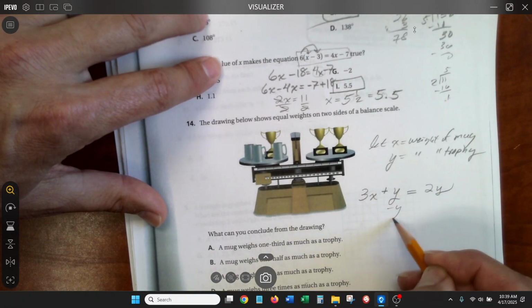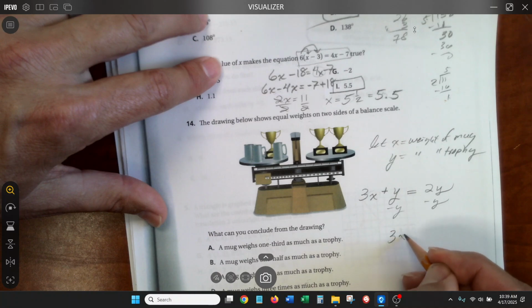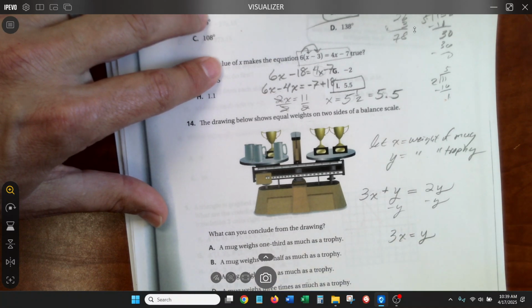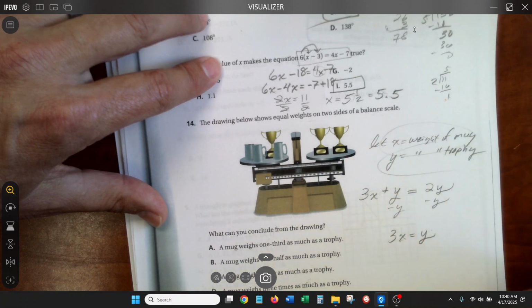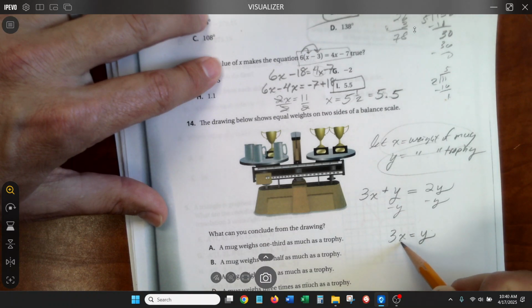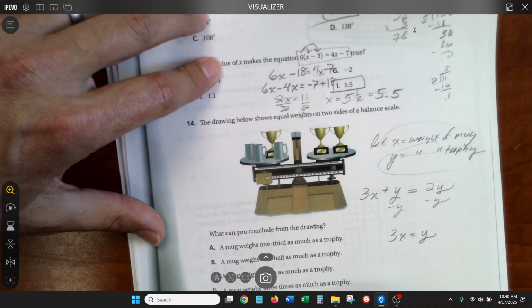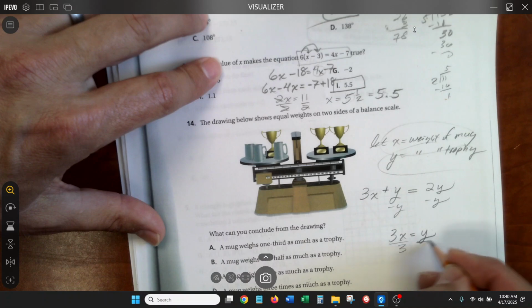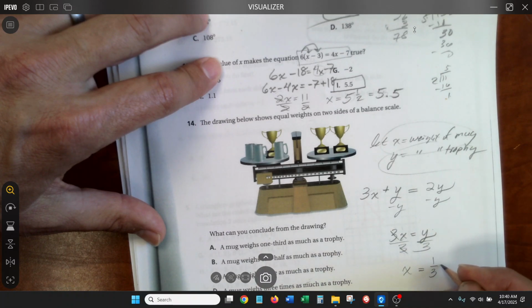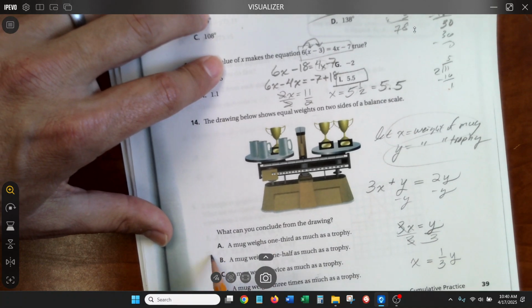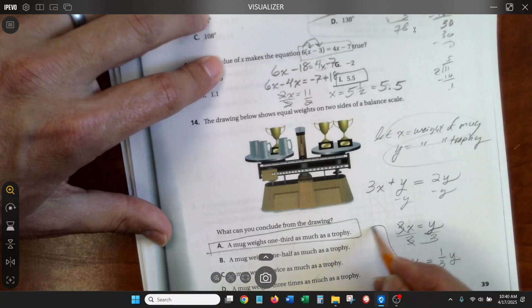So if we subtract y from both sides, we get 3x is equal to y. And remember, y is the weight of a trophy, x is the weight of a mug. So the trophies weigh 3 times the weight of the mugs. But that option isn't available. If we divide both sides by 3, we see that the weight of a mug is the weight of a trophy divided by 3, which is to say 1/3 of the weight of a trophy. That answer is here. A mug weighs 1/3 as much as a trophy.